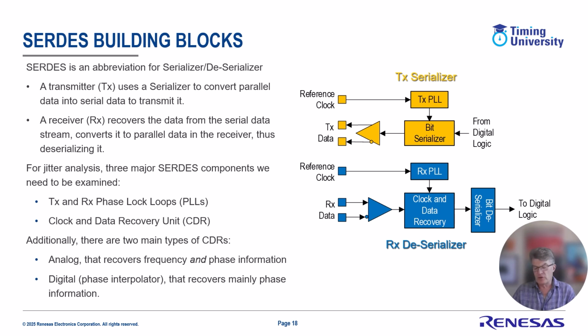Just a quick refresher from the last presentation. SerDes building blocks consist of three main parts with which we are concerned in this investigation of reference clock jitter. There's the transmitter PLL, the receiver PLL, and then the clock and data recovery unit. And in the clock and data recovery unit, there are two main types. There's the analog type that recovers both frequency and phase information, and there's the digital phase interpolator type that recovers mainly phase information. We're going to focus on the second one because this is the one that is used mostly in PCI Express.